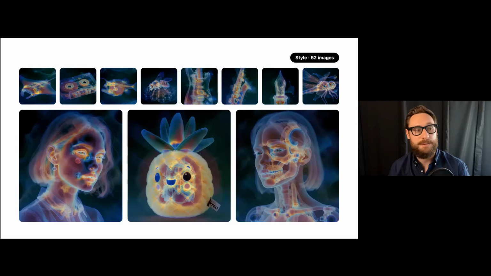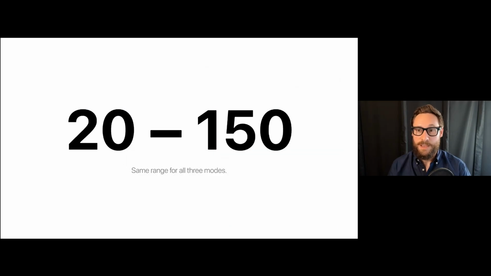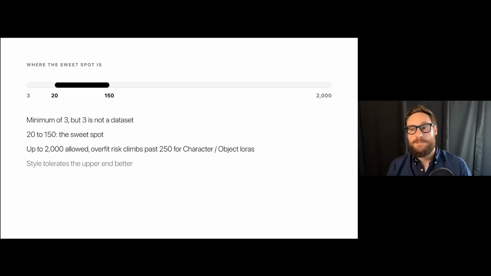So this actually brings us nicely to the question that I get more than any other: how many images are enough images? Because this was 52, and 30 was previously for the character. And so this is a good range. Between something like 20 and 150 is great, but it really does also depend on the model or the type of LoRA that you are actually training. And so this is the sweet spot. We can go all the way up to 2000, which is just here. You can add a minimum of 3, but that isn't really quite a dataset.